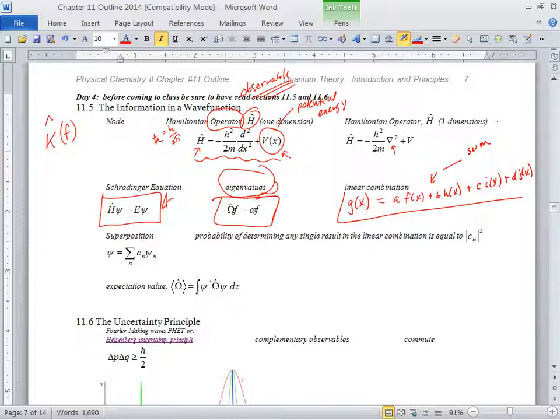A weighted sum, right? Because the bigger that coefficient, the more important that one little function is. A weighted sum. So now they're getting into this idea of superposition. They're just saying that this wave function is a weighted sum of all these other little tiny wave functions.